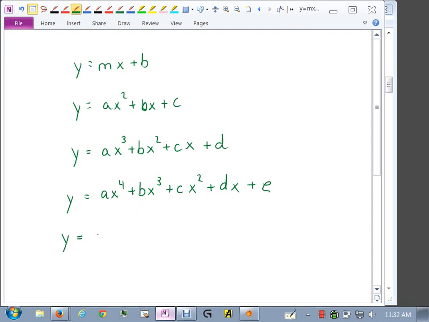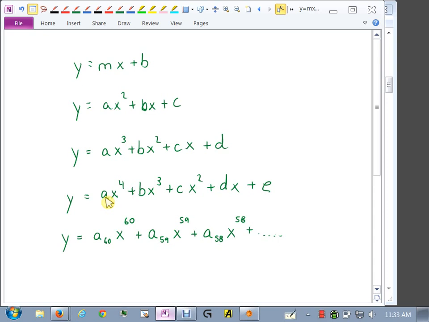Y equals a sub 60. So that's just some number. I'm using, instead of a, I'm using a sub 60. X to the 60th. Plus, now the next one would be a sub 59. X to the 59th power. Plus a sub 58, x to the 58. And then plus, and I keep doing that, right? And each of these, a sub 60, a sub 59, a sub 58, it's just labeling it. It's just using something other than a letter to represent the thing in front. And you will never run out of those, right?